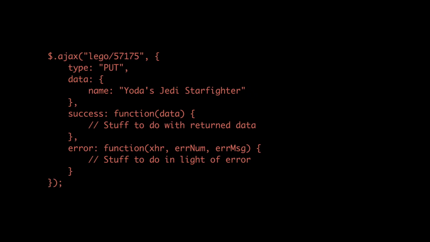And so with data, we're passing a name. So it looks like what we're doing here is updating the name of this Lego item to Yoda's Jedi Starfighter. So we actually don't know or really care what it was. All we're doing is saying, hey, for 57175, update the name to this new name. And then here you can see how we could set it up if we wanted to have a success function or an error function. And don't be bothered by all the different parameters there on the error. It's just different pieces that we can use to do something intelligent with the results.